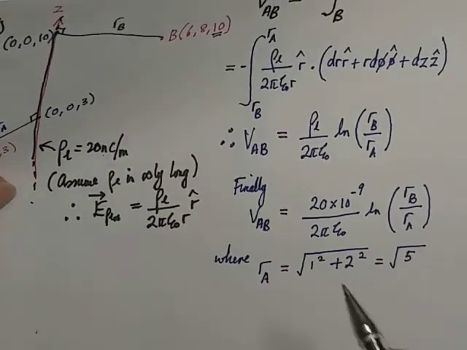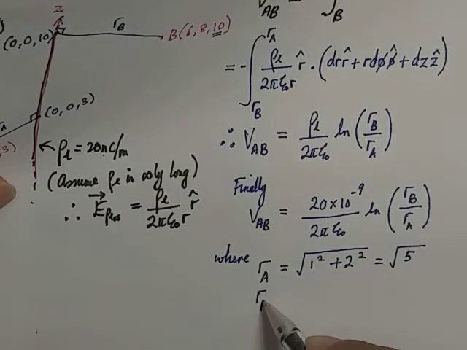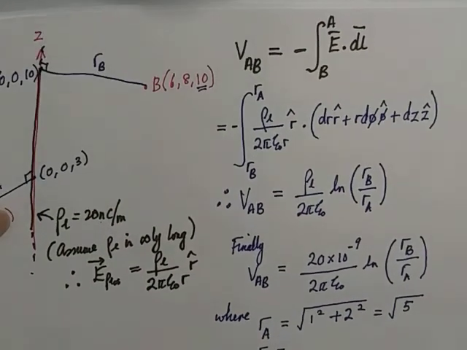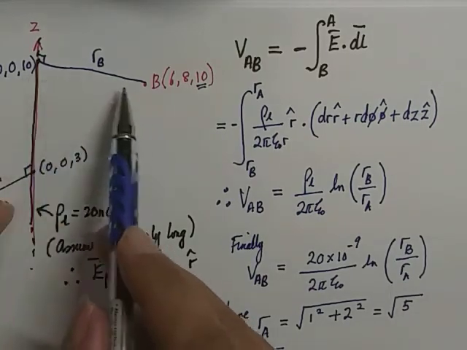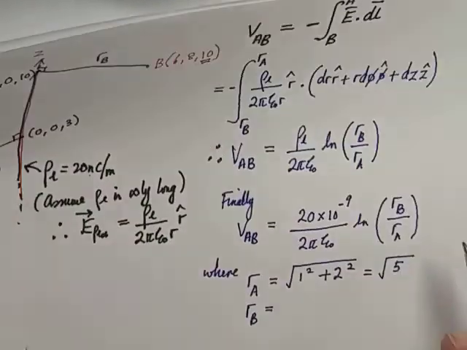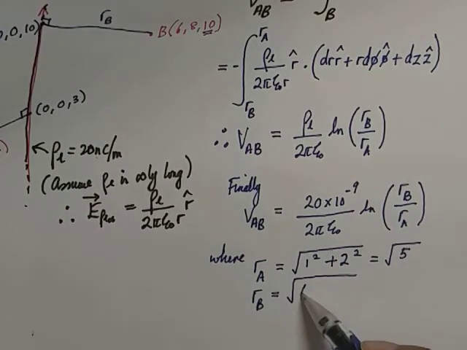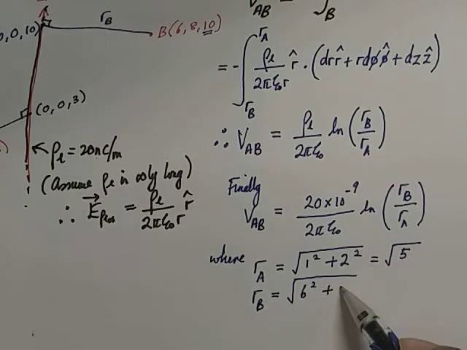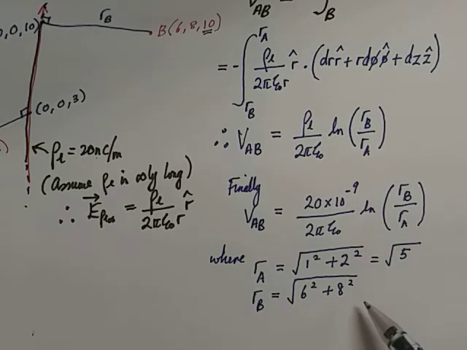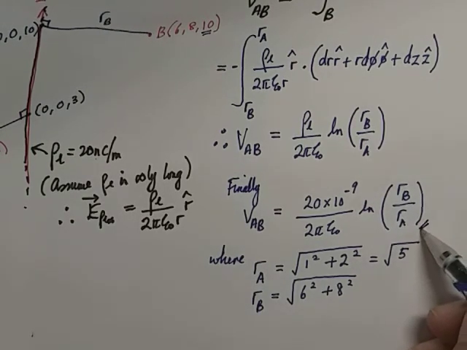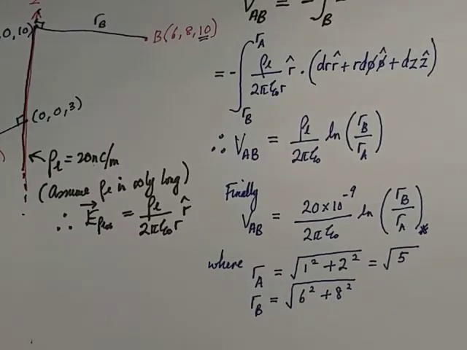And how about RB? RB equals, okay, and then we know it should be taken from this length, from our vector, that it should be defined as the square root of 6 squared plus 8 squared. Okay, so 36 plus 64. You can get that. And then you substitute everything, and you're going to get a value for it. That's how you define it. Yeah?